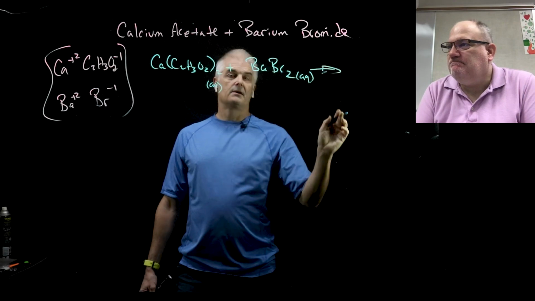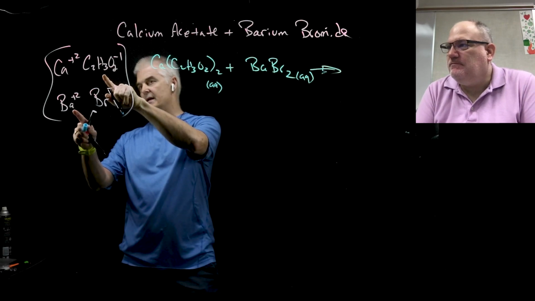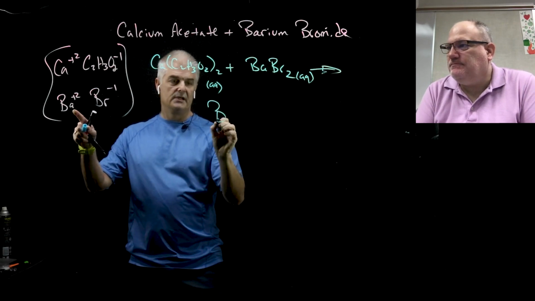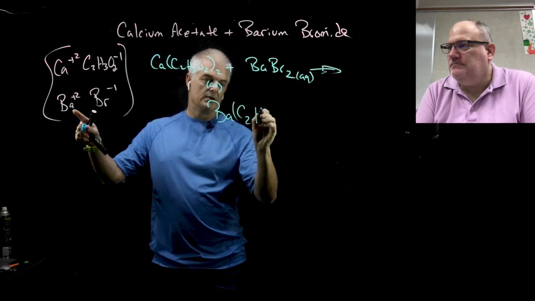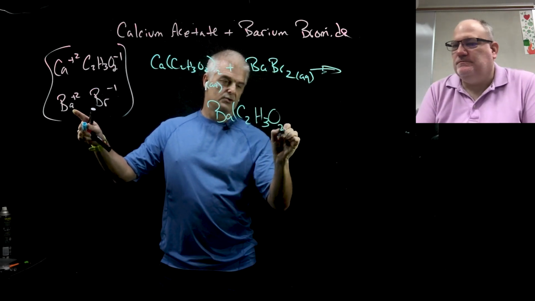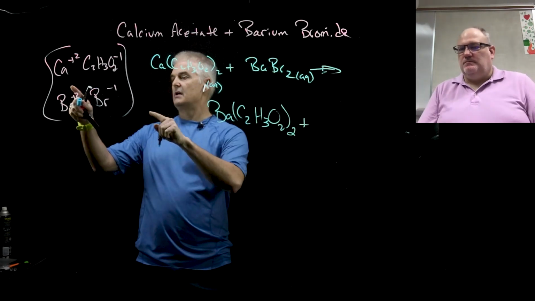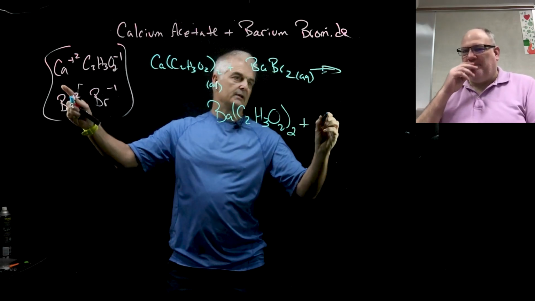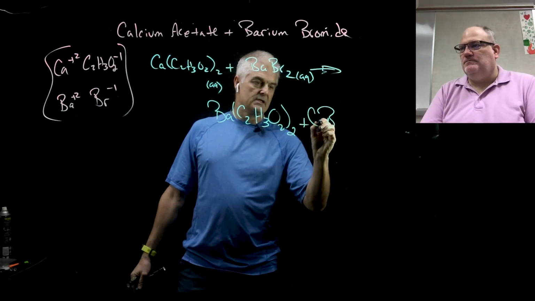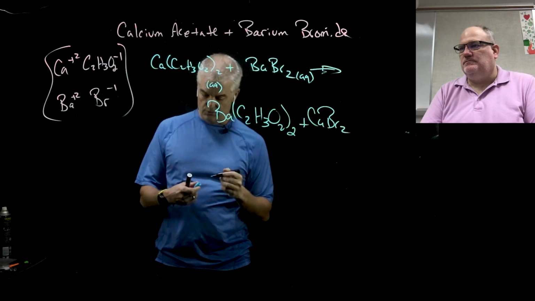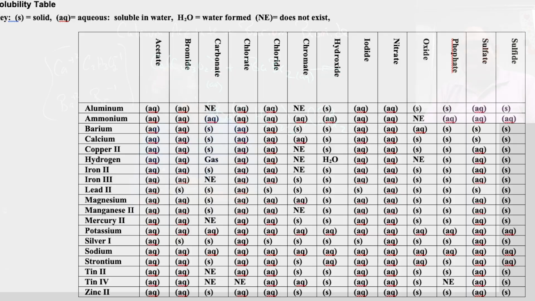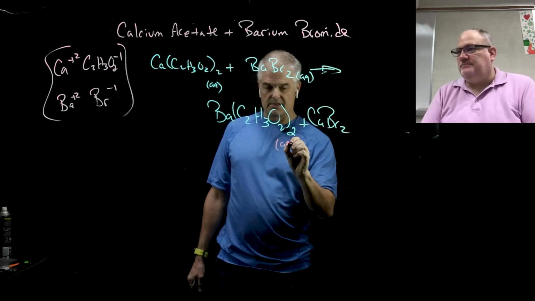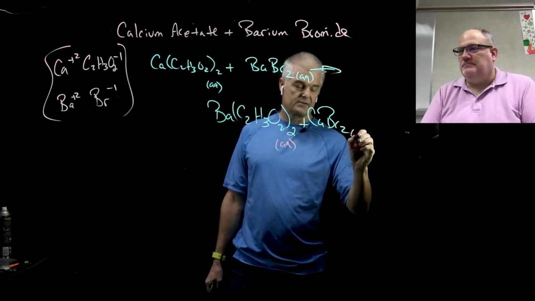And they're going to make what? We're going to put together barium acetate. So that's Ba(C2H3O2)2 plus, put calcium and bromide together, CaBr2. Now we need to look at the table again. And what do you see on the table there? Barium acetate is, go ahead. Yeah, it's aqueous. This one's aqueous. And then the calcium bromide is?